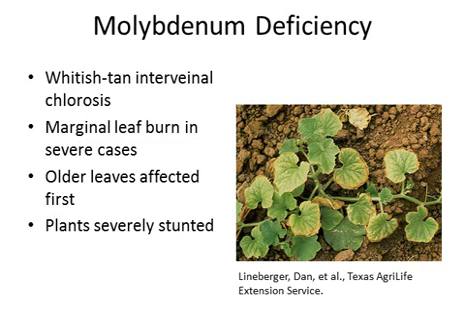Molybdenum deficiency is characterized by a whitish tan interveinal chlorosis accompanied by marginal leaf burn in severe cases. Older leaves are affected first. Plants are usually severely stunted. Use a balanced fertilizer and keep pH between 6.0 to 6.8.